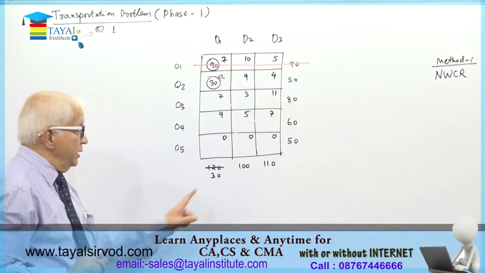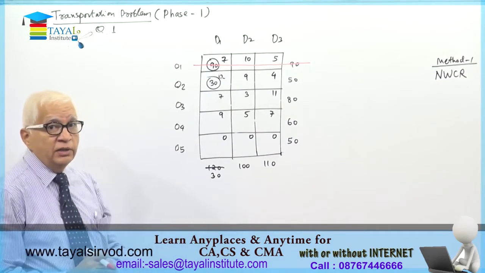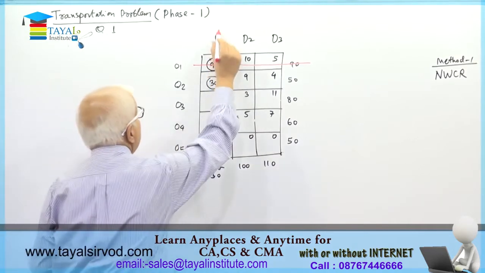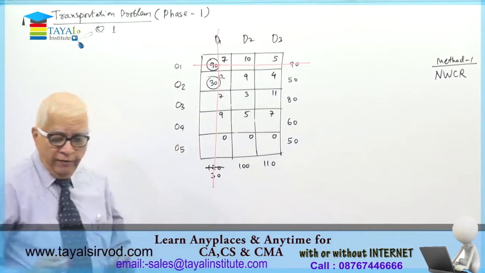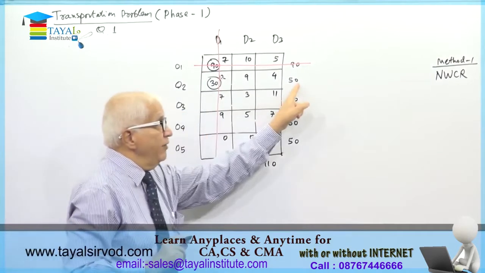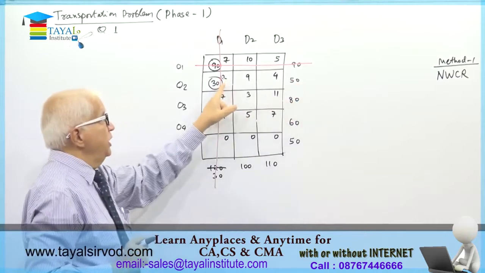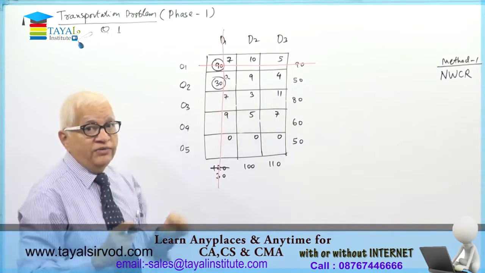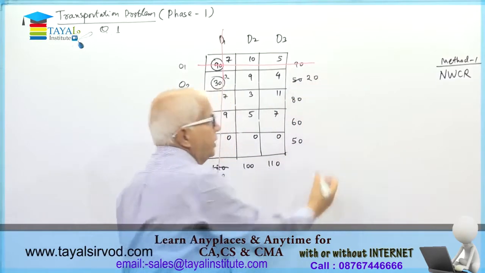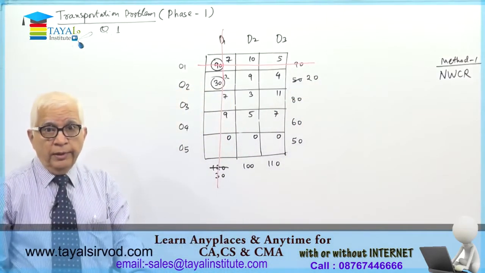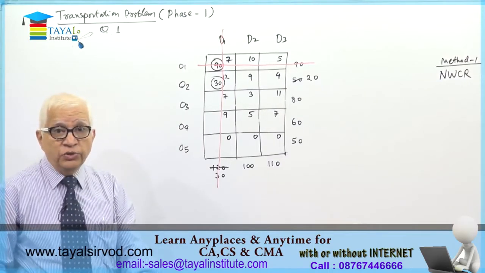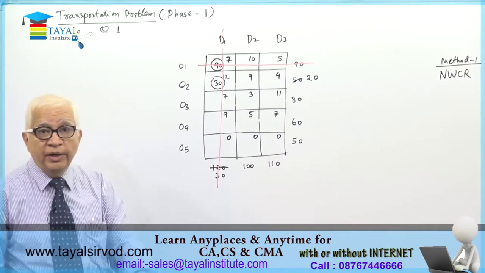With this, what happened? This entire demand of 30 has got satisfied. Therefore, this column needs to be deleted now. Okay, so I'll delete the column. And what happened to availability at place O2? O2 has availability of 50, of which 30 has been already supplied. So what is the balance availability? 50 minus 30, that is 20. Fine. So I have made two allocations, two numbers shown in circle. First two allocations using northwest corner rule are already made.